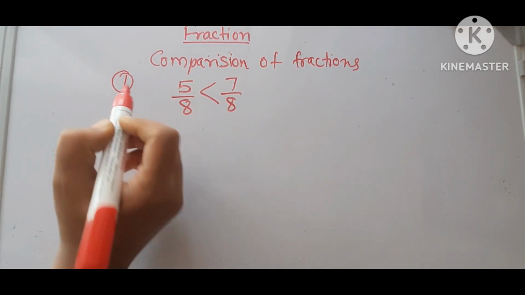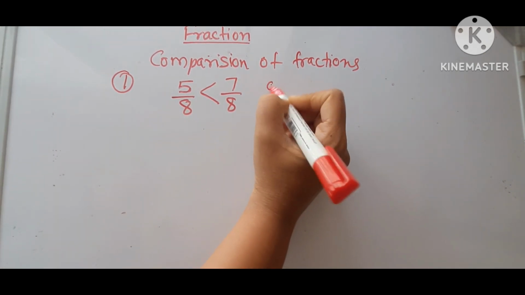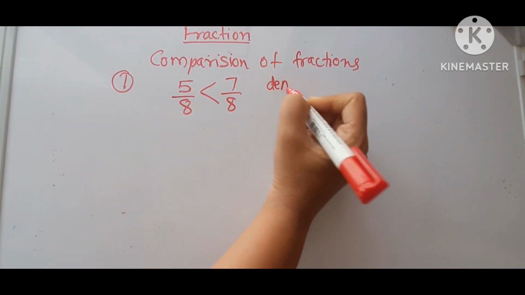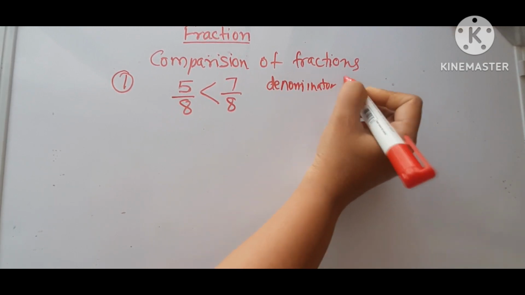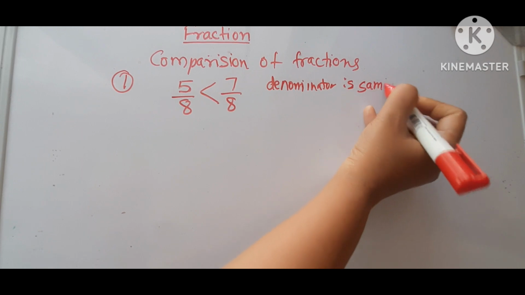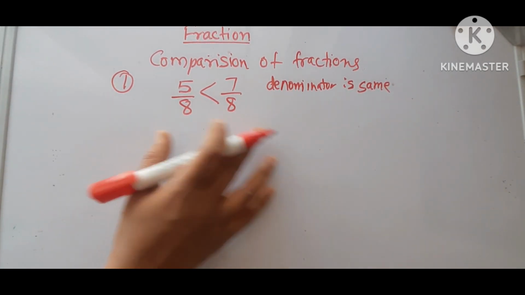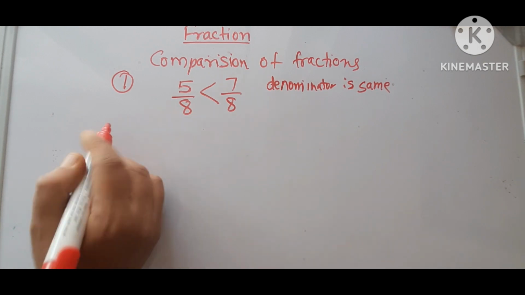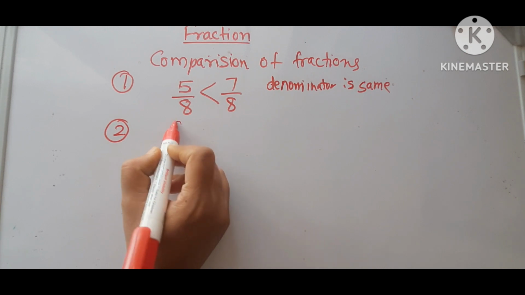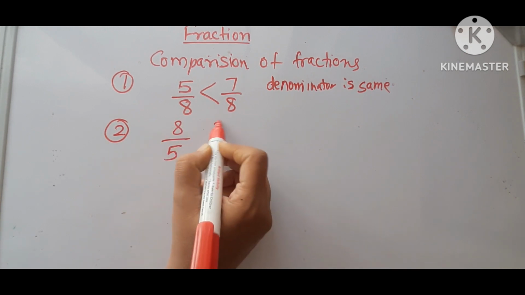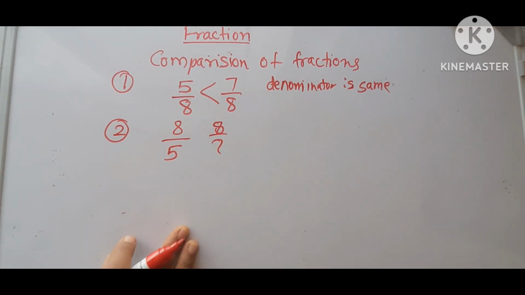This is the first type of fractions in which we can find the comparison if the denominator is the same. Okay, or you can also call them unit like fractions, because when the denominators are the same we say it is a like fraction. The second type is if the numerators are the same. If the numbers are 8/5 and 8/7, in this case the numerators are the same.